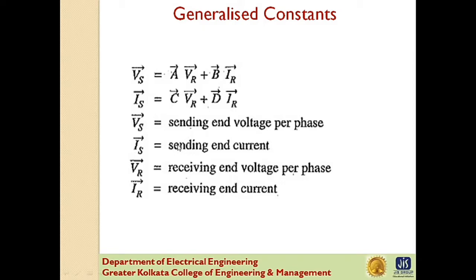Now, A, B, C, D are the constants known as generalized circuit constants of the transmission line. The value of these constants depends upon the particular method adopted for solving a transmission line. Once the values of these constants are known, the performance calculation of the line can be easily worked out.